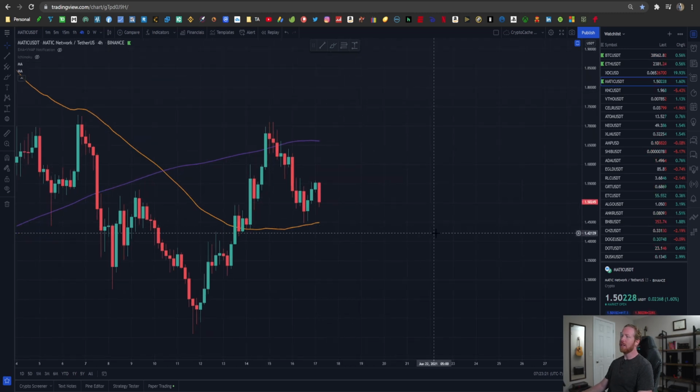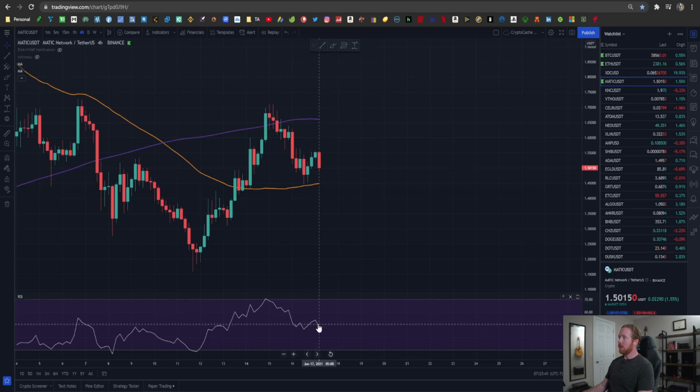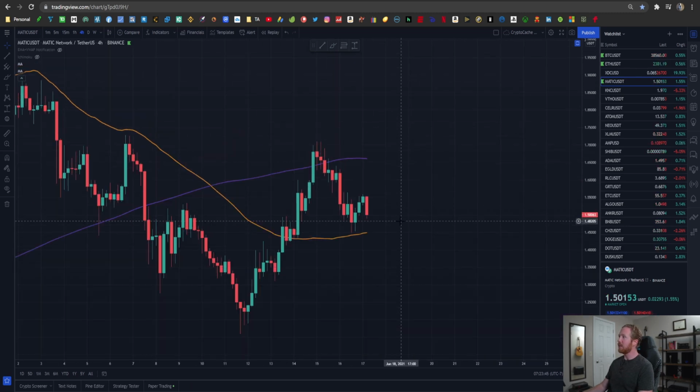So I venture a guess, again, if Bitcoin can keep going sideways and just say it stays between 38 and 42,000, then we'll probably see Matic eventually edge upwards closer to $1.70. But if Bitcoin can surpass, just say, 42,000 and stay above and hold for a couple of days, then we're going to see Matic take off, likely to shoot back up to the $2 range. The RSI, looking pretty good. Honestly, right in the middle. I like that a lot.